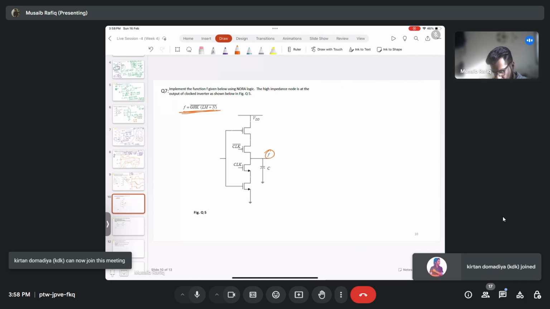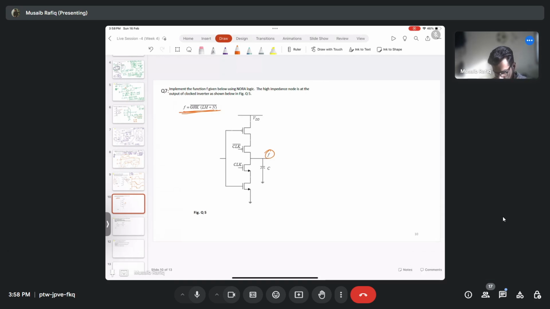The high impedance node f is at the output of a clocked inverter, as shown in the figure. So here I have to make a circuitry such that f is equal to GHK dot LM plus N, whole complement. So here comes the NORA logic, and its input will go here, and this will perform the function f. So we'll start with the first block.